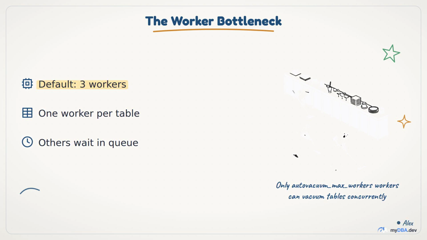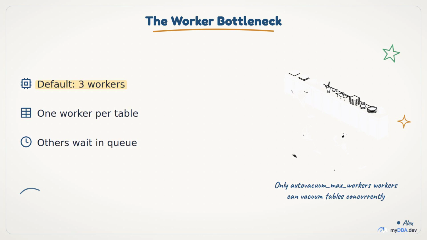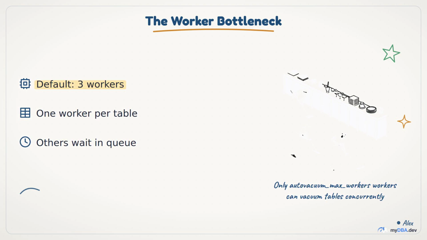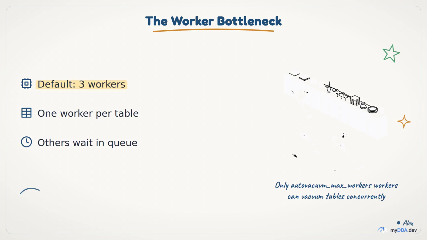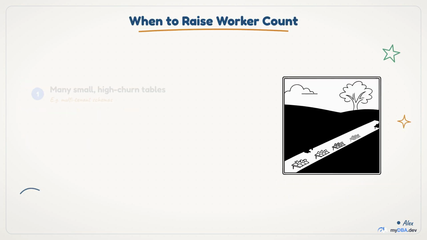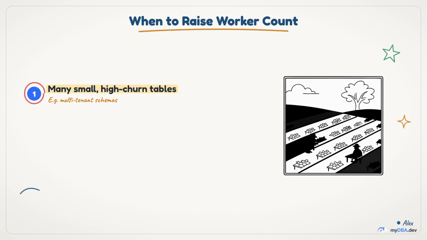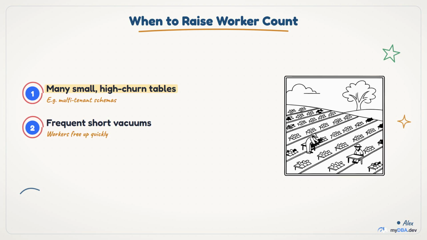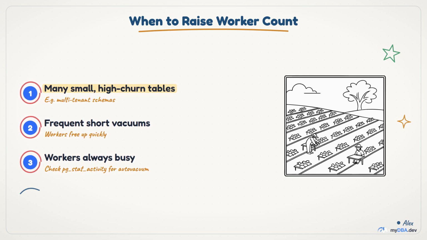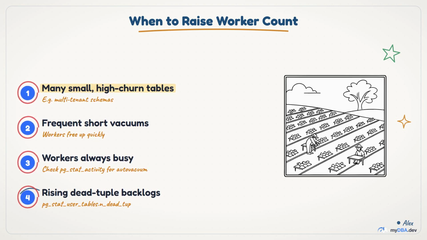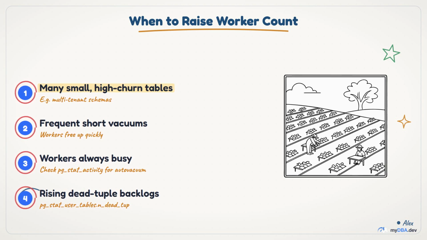Yep. You can monitor Autovacuum activity using pg_stat_activity to see active Autovacuum workers. If you're always maxed out at 3 and you've got tables with rising dead-tuple counts, bump autovacuum_max_workers to 6 or 10. Raise the worker count when you've got dozens of tables that churn frequently. Think multi-tenant setups or event logging tables. If vacuums finish quickly but there's always a queue, more workers help.